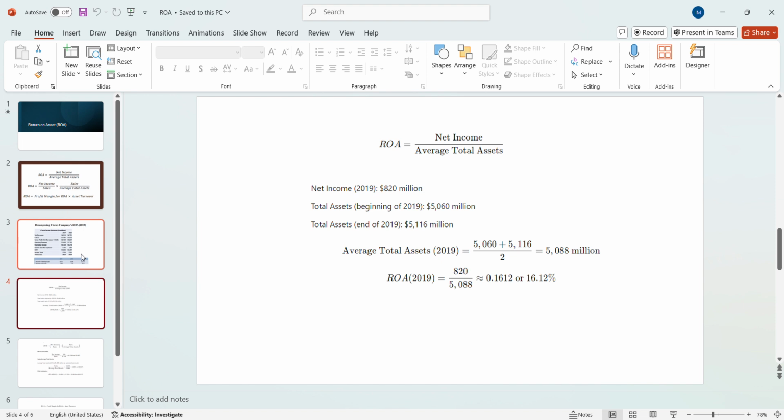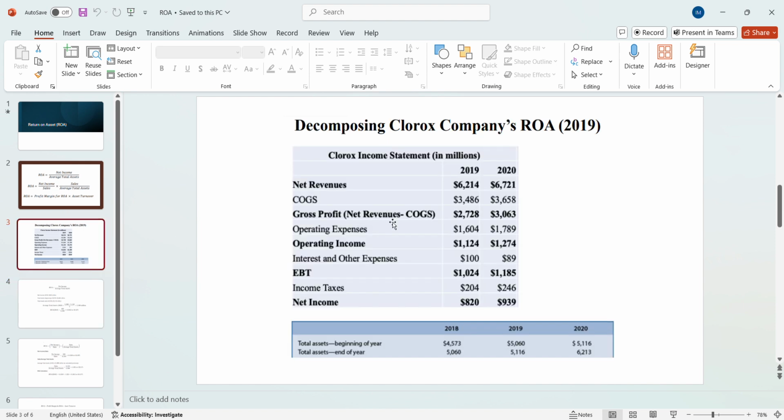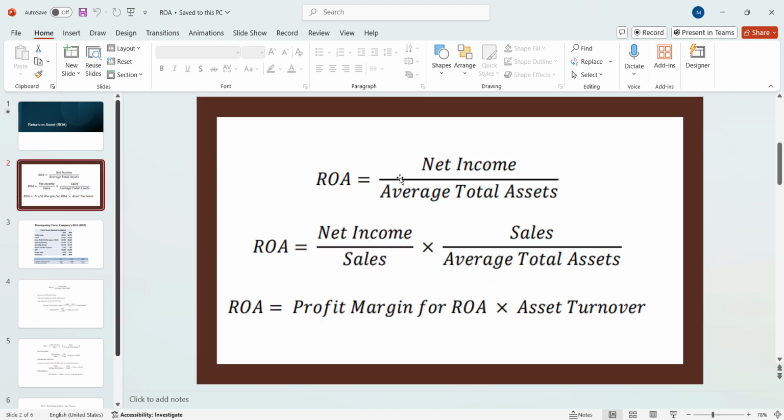But what if we have different values in our exam questions? Here we have all the information, but say if you don't have direct information of other things, or there is profit margin for return on asset, or you are given asset turnover value, you have to know the decomposition of return on asset. So how can we get the value from different formula?